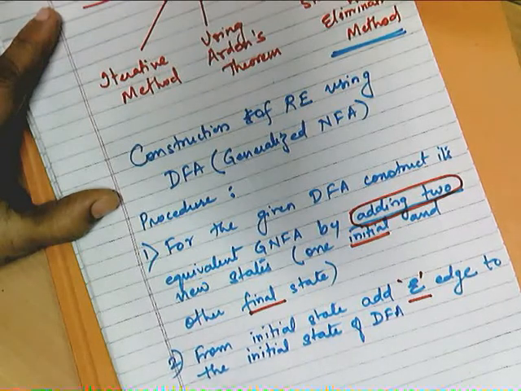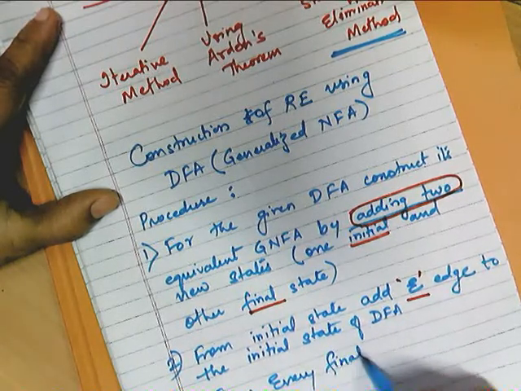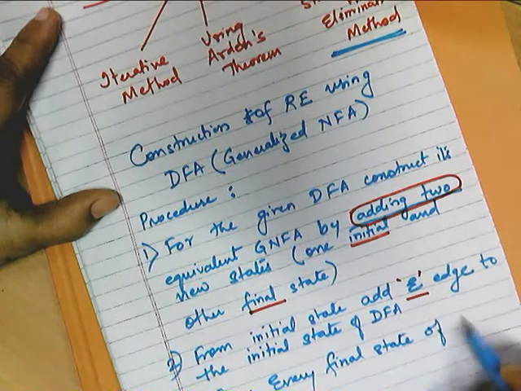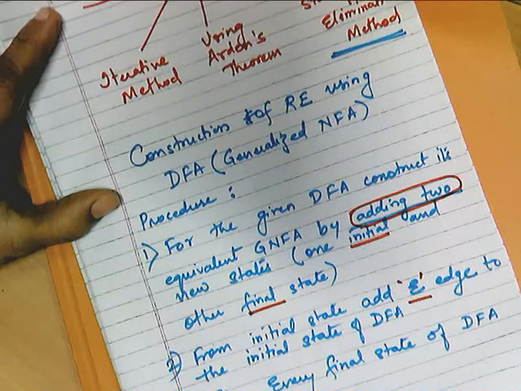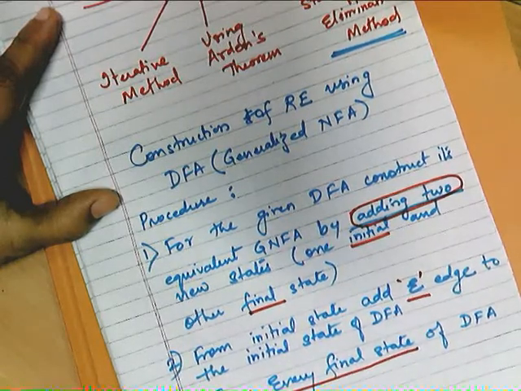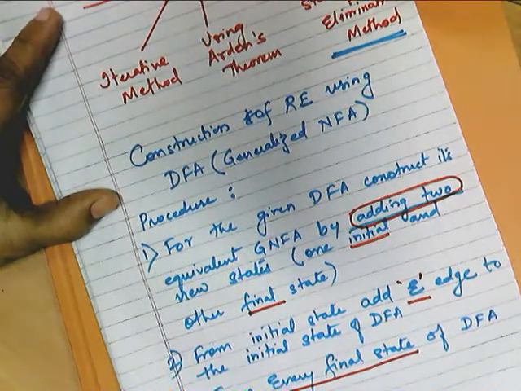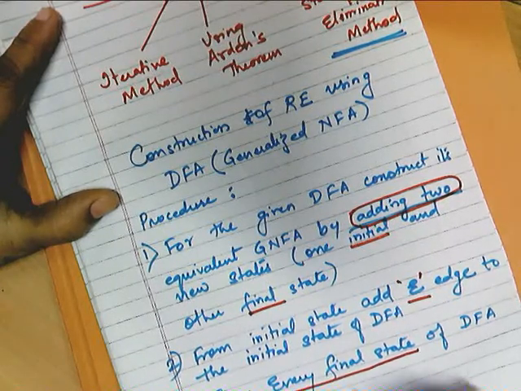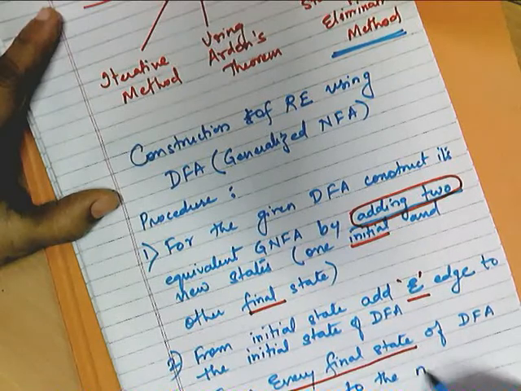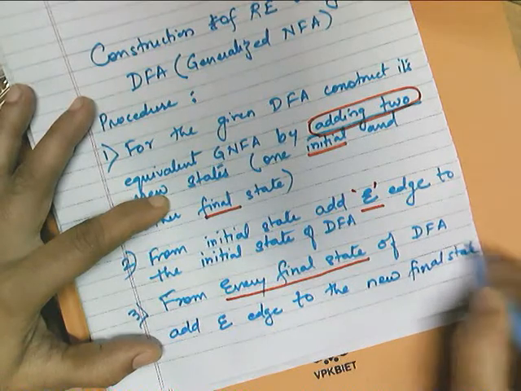Third is, from every final state of the DFA. See, this is very important again, not a single one, every final state. From every final state of a DFA add an epsilon edge to the new final state which we have created here.